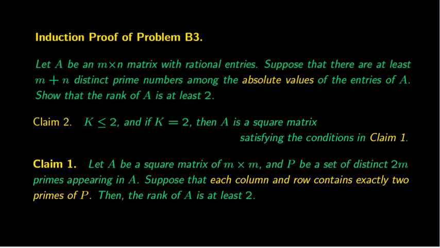So to wrap up, this was the statement. A is an m times n matrix with rational entries. Suppose that there are at least m plus n distinct prime numbers among the absolute values of the entries of A. Show that the rank of A is at least 2. We looked at this k equals 2 in the special case first, and for the other cases, k equals 0 and 1, induction applies nicely.